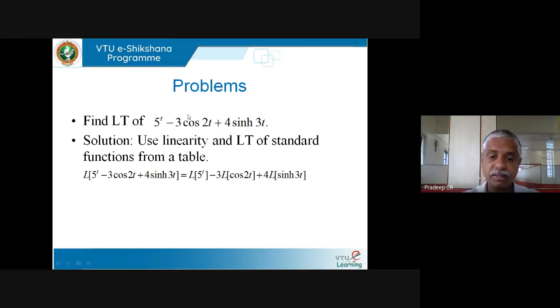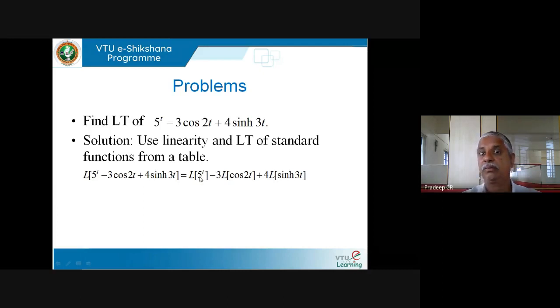So this is nothing but what you see on your screen. L of 5 power t minus 3 cos 2t plus 4 sin 3t is this. Instead of L, if it were d, this is what you would have done. D of this whole thing is d of this minus d of this plus d of this. Here, in one step itself, I have pulled the constant out. Same thing I do. Now how do I find Laplace of 5 power t?